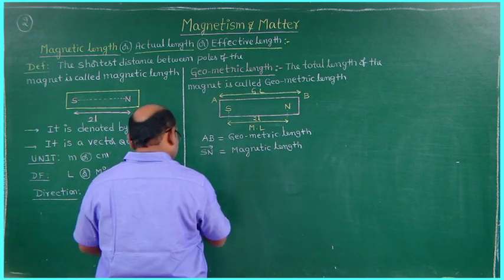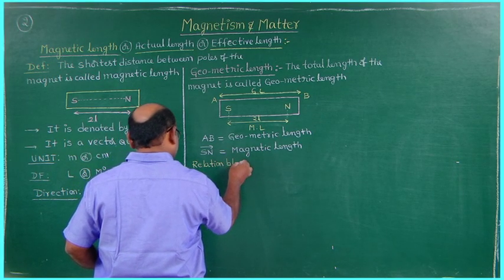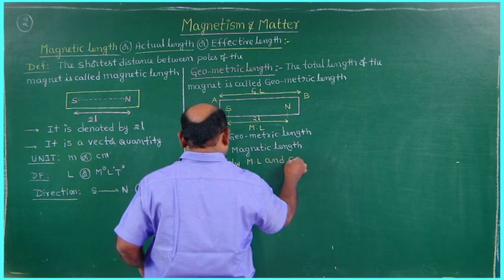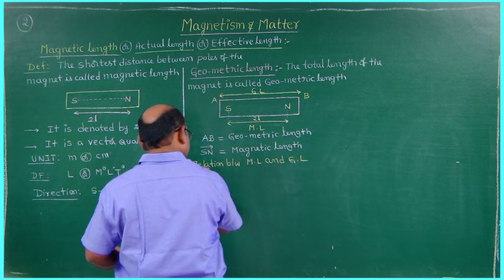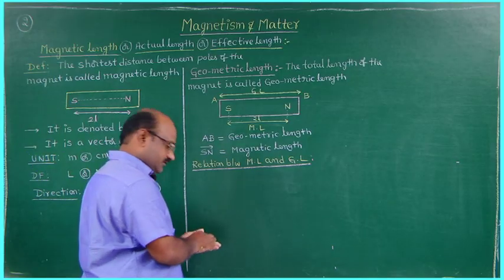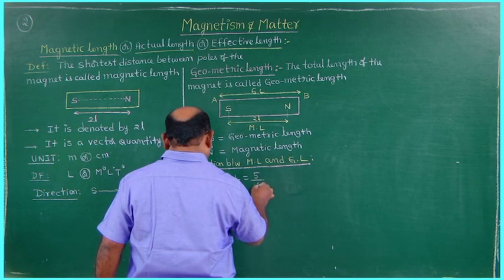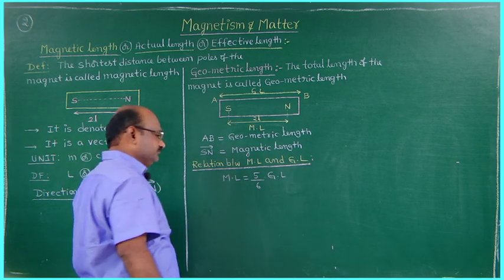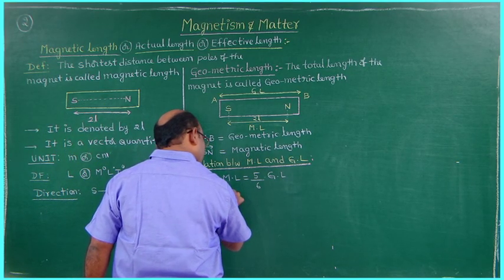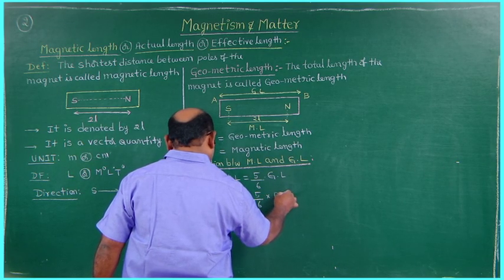Now, the relation between magnetic length and geometric length. So, the relation between the magnetic length and geometric length: magnetic length is 5/6 times the geometric length. Here which represents the magnetic length? Magnetic length is represented by SN or SN bar, which is equal to 5/6 times the geometric length, which is AB.